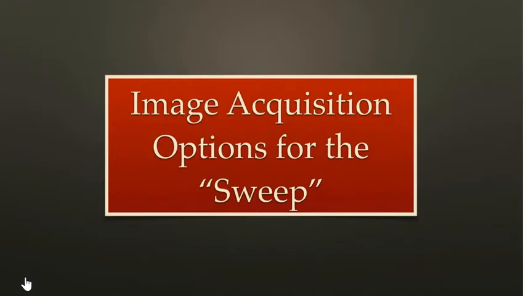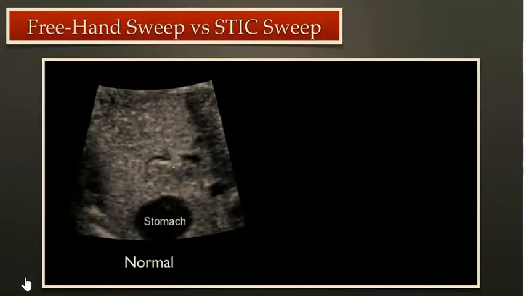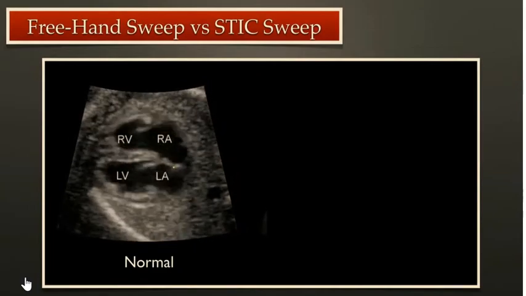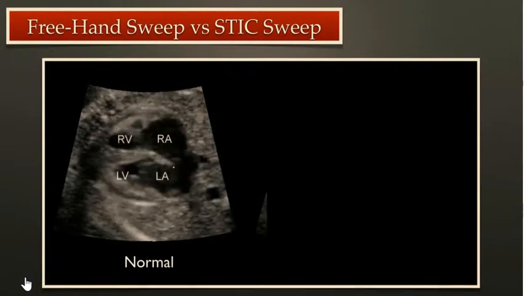Let's now review how to acquire the sweep to image the views described in the ISUOG screening examination. This illustrates a freehand sweep on the left demonstrating normal anatomy. Now my machine labels my images for me, by the way. I don't know about yours does.